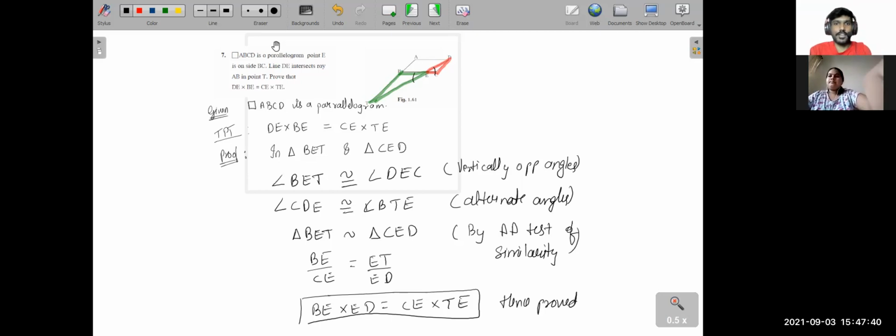Complete this sum. Come on, fast. We still have 2 more sums to go and 1 more exercise. After these 2 sums, what are we doing? Next exercise. We still have 1 more exercise remaining.